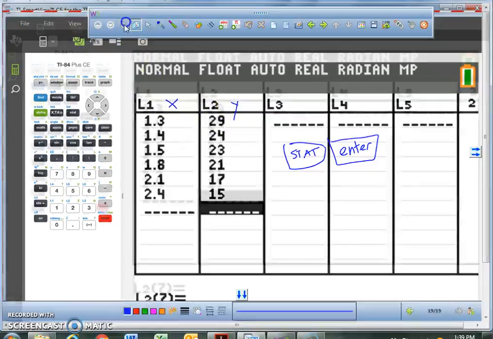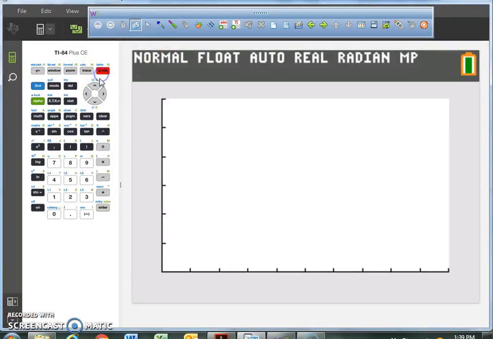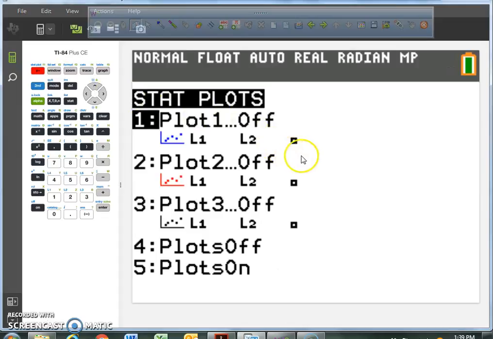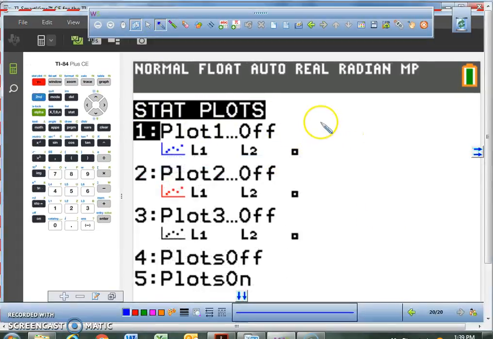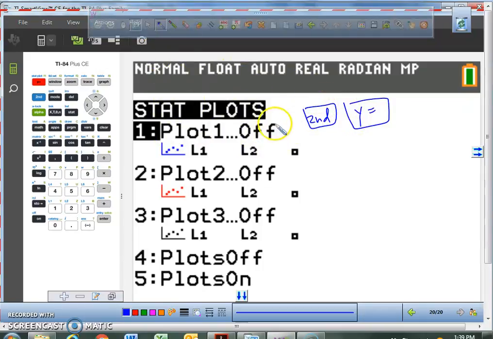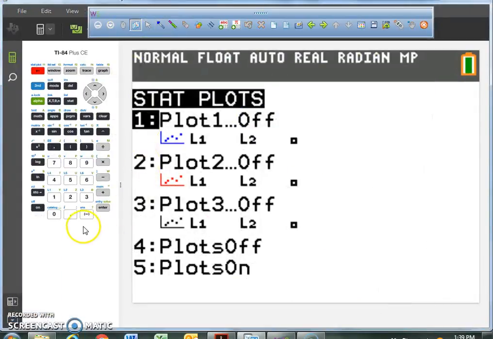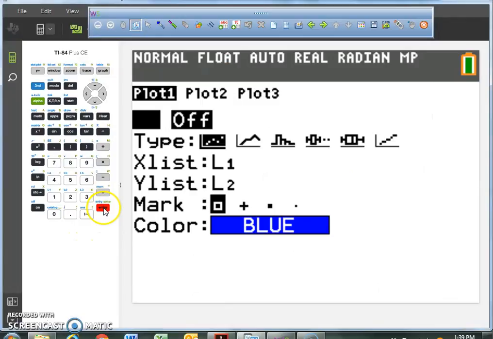Now, once again, even if you have them there and you hit graph, you're not going to see anything, because you don't have your stat plot on. So how do you turn your stat plot on? You guys see where it says stat plot right up here? It's second Y equals. Second Y equals gets you to the screen. So you could write this in your journal. Second Y equals gets you to your stat plot screen. All right? Notice, right now, what do we have our stat plot on? We have it on off. So press enter and turn the thing on.